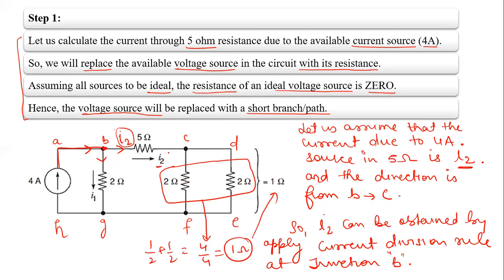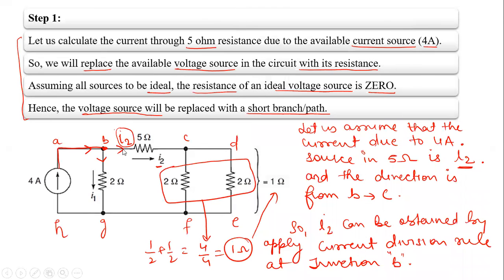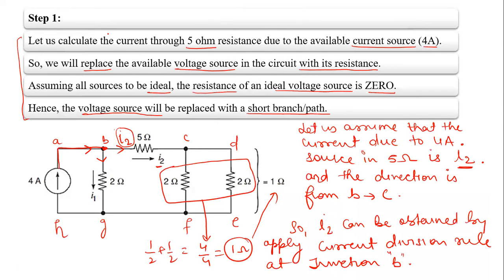Now I2, how will we find out I2? So let us calculate I2 here. I2 is equal to, let us apply the current division rule. I2 is basically a part of this 4 ampere current, right? This 4 ampere current is coming to this junction, and here you are getting this I2.